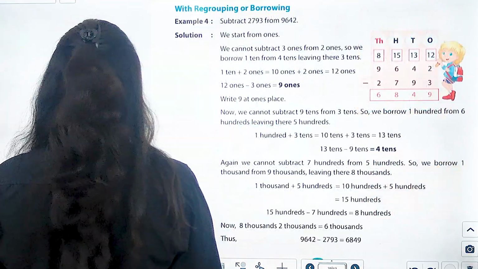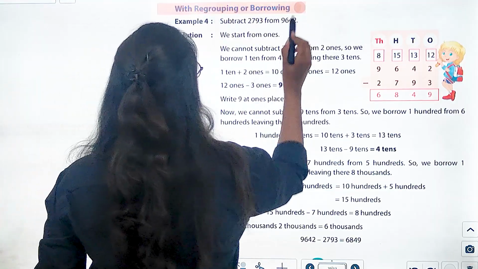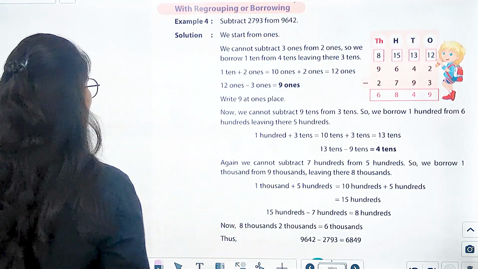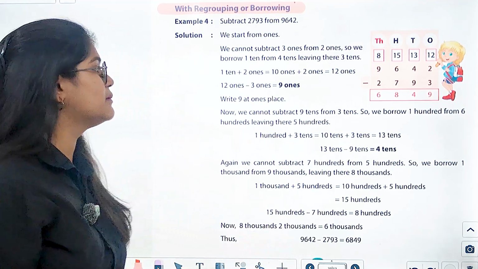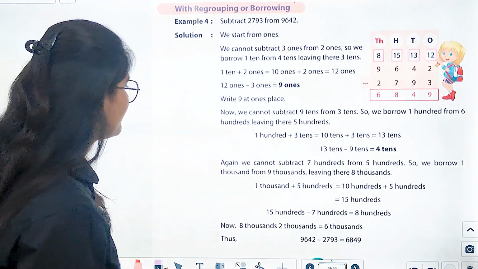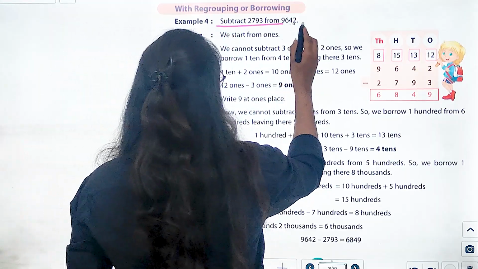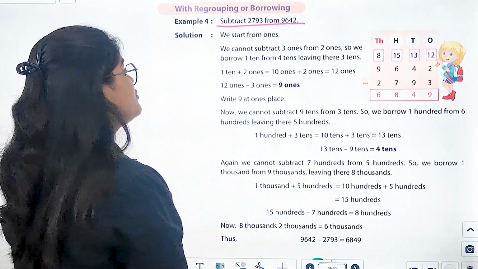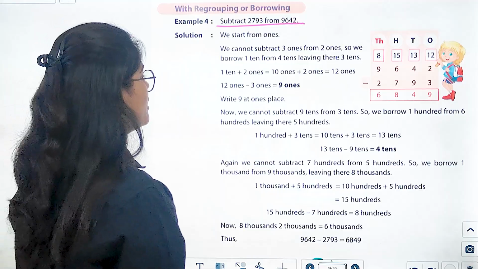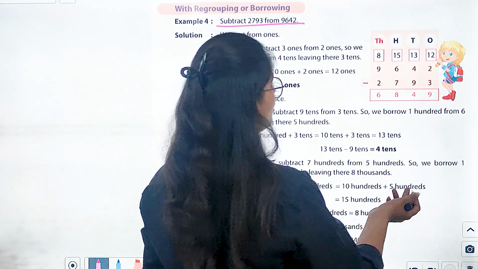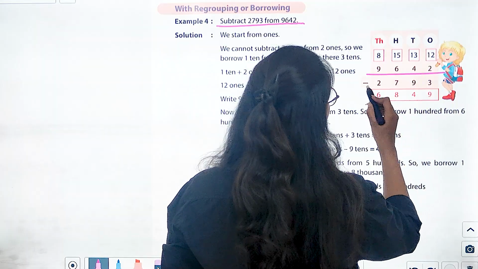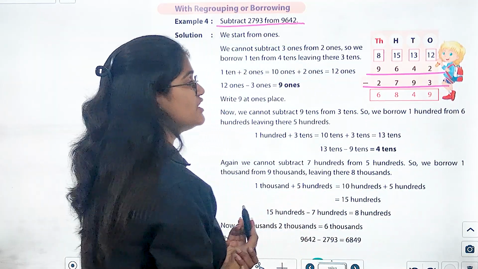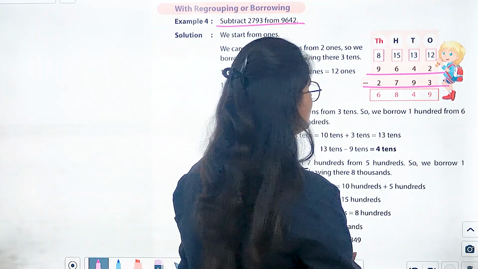Moving ahead, now the next topic, which is with regrouping or borrowing. Regrouping के साथ और borrowing के साथ अब हम कैसे sum solve करते हैं, let's find out. So this subtract 2793 from 9642. तो हम 1 से ही start करते हैं, right? Always. So 9642 and 2793 arranged in the columns. Now let's see how they are done.